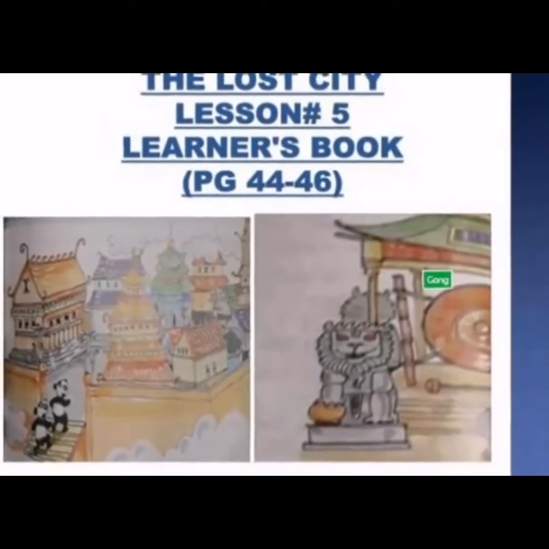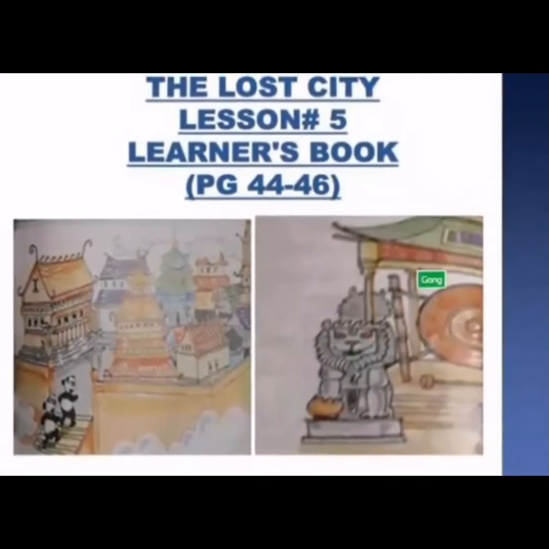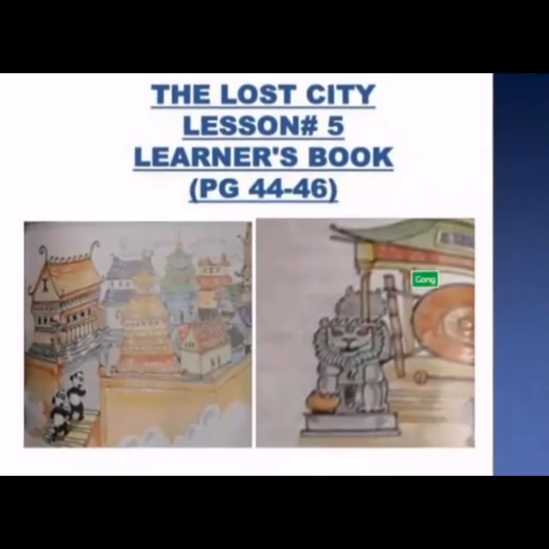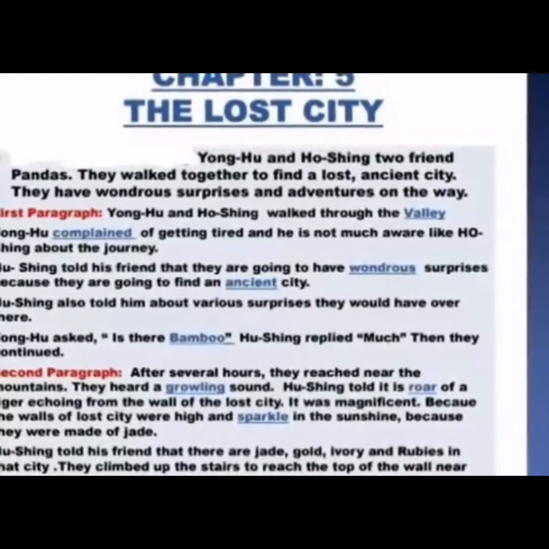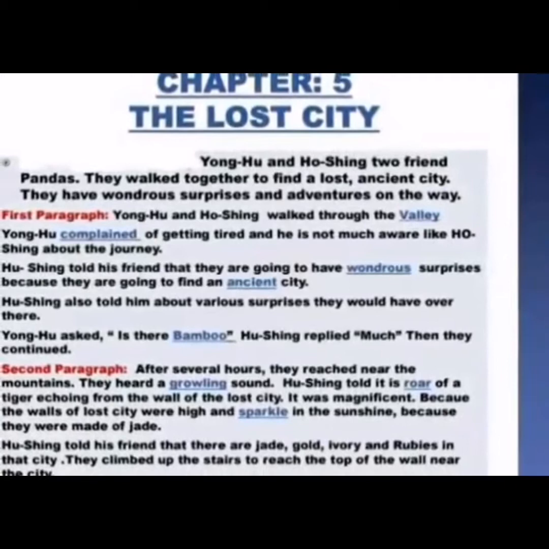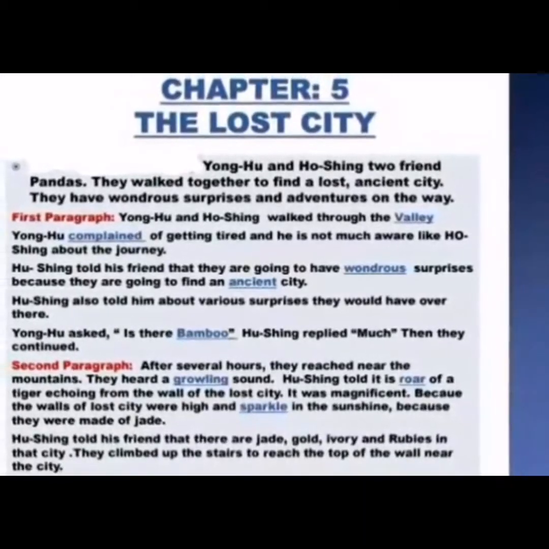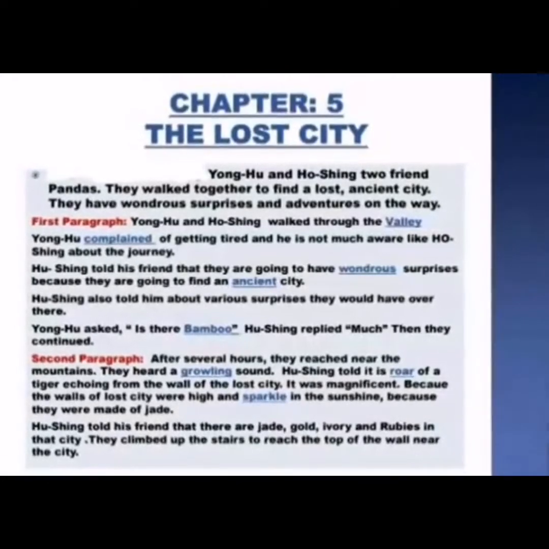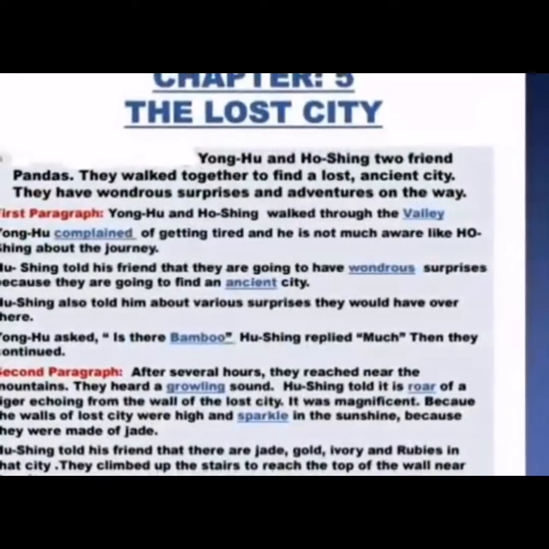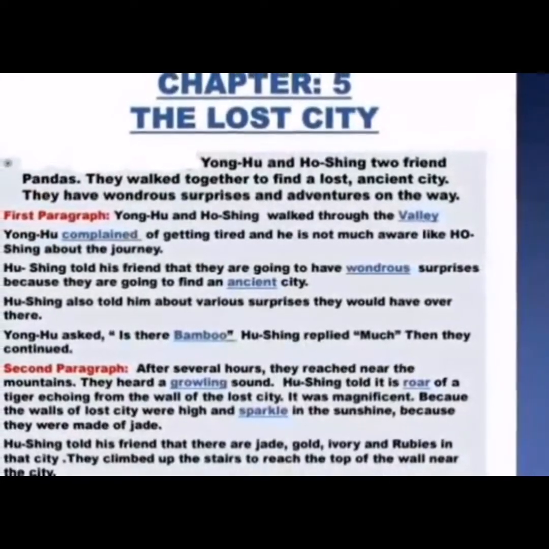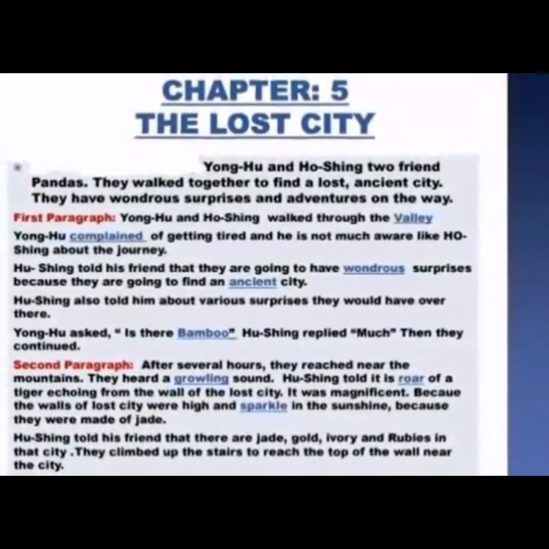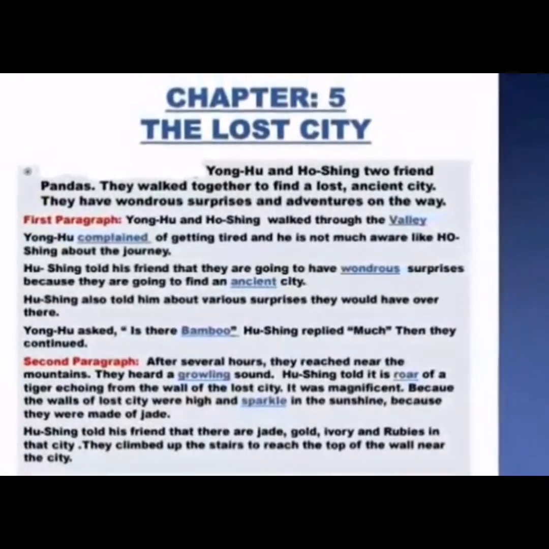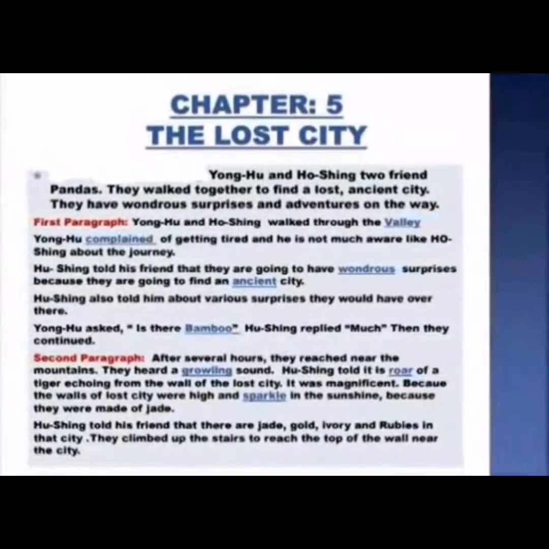Now I am going to explain the story The Lost City for you. Yonghu and Husheng are two friend pandas. This story belongs to them. They walk together to find a lost ancient city. They have wondrous surprises and adventures on the way. In the first paragraph, you will be able to see that Yonghu and Husheng walked through the valley.